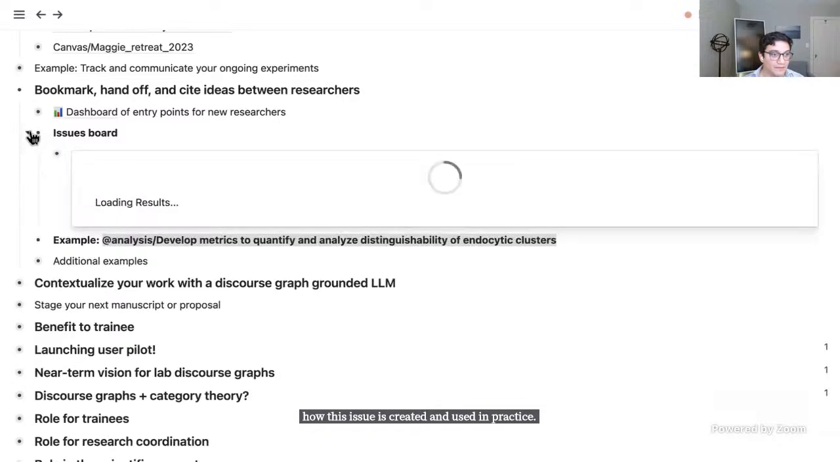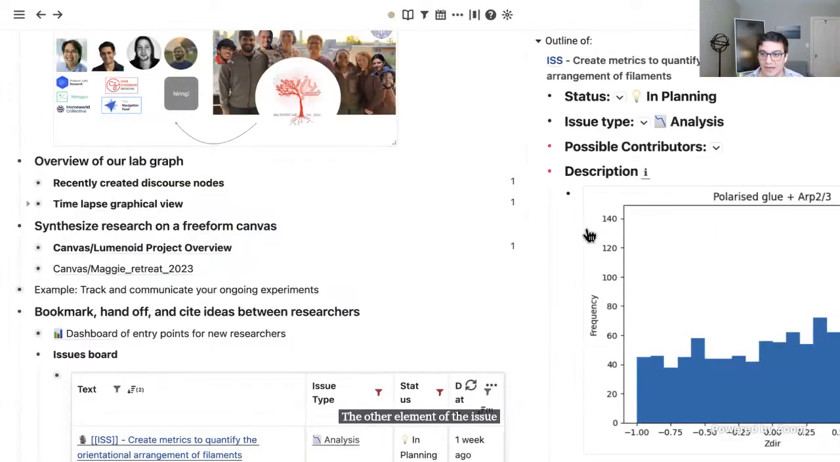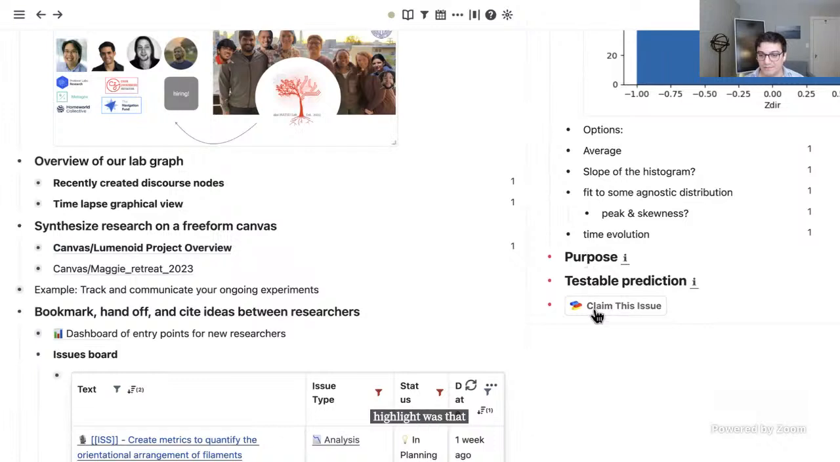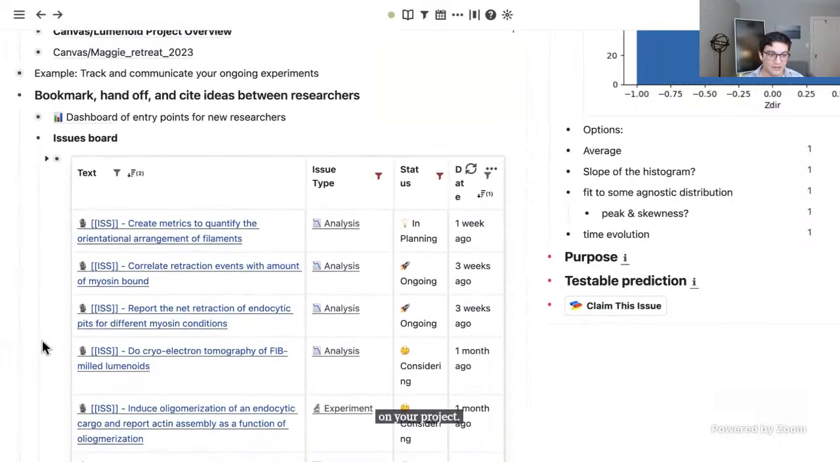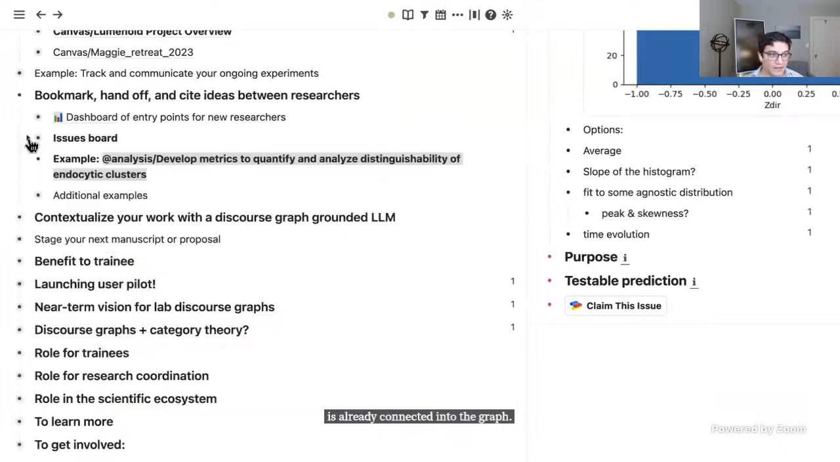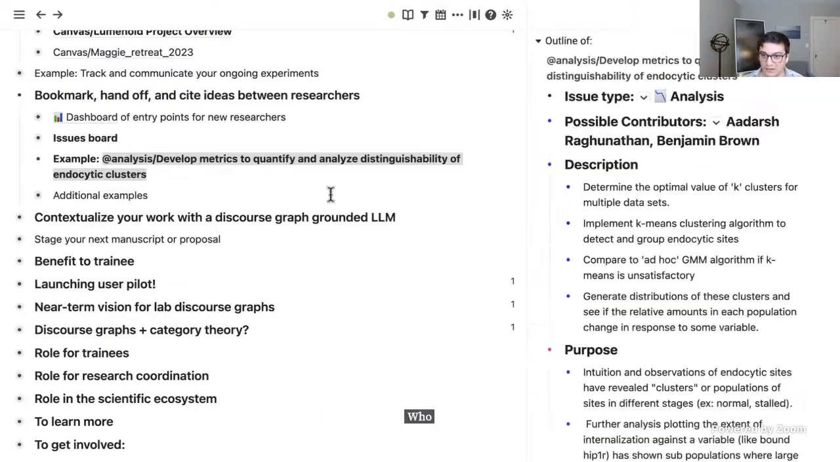The other element of the issue that I didn't highlight was that at the bottom you could claim it, and the issue gets converted into a new experiment that gets you up and running on your project and is already connected into the graph. So we have a student, for example, who just joined a month or two ago, who has claimed 3 different issues and carried out analyses in a pretty self-organized manner.